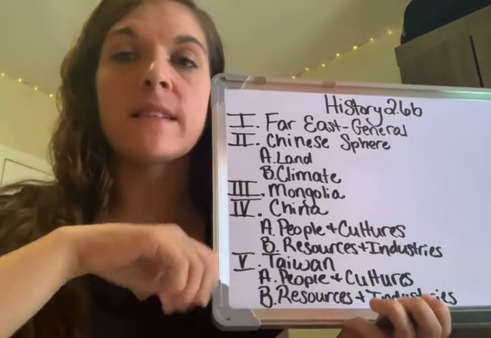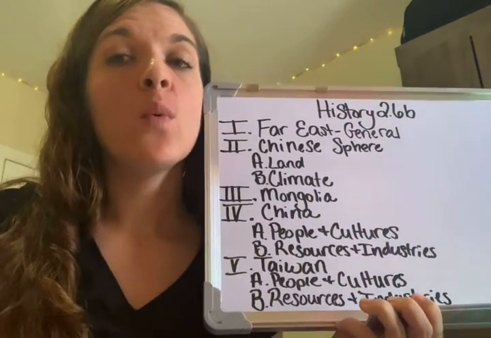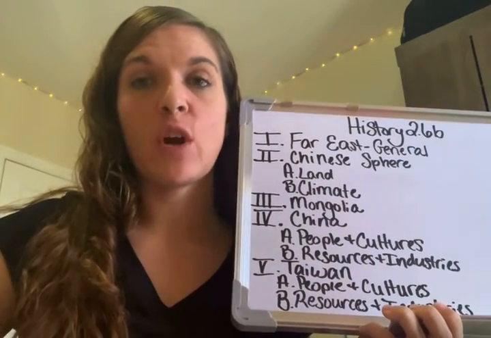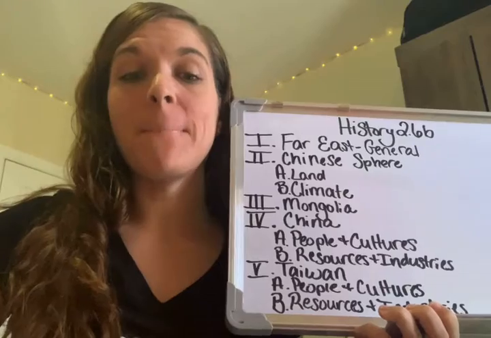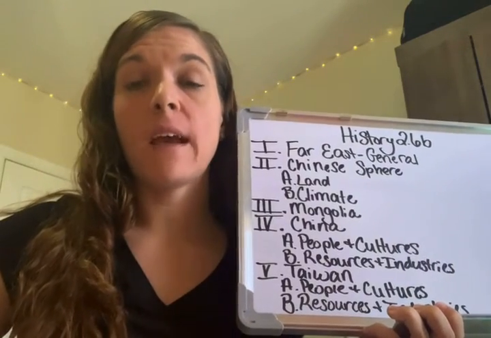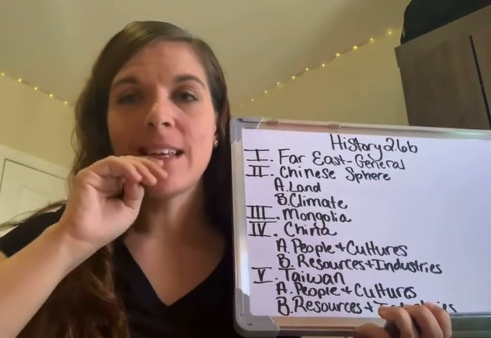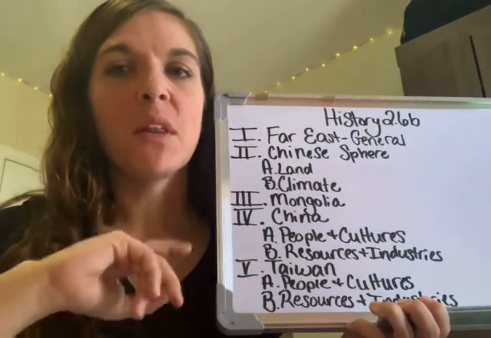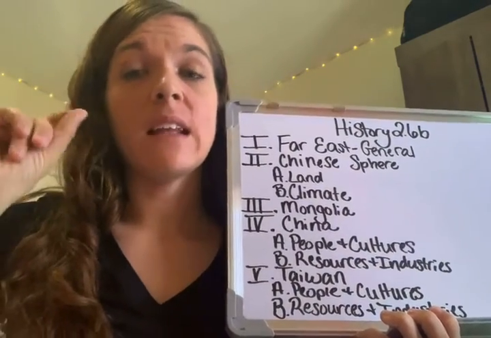History 2.6b. So 2.6a was when you were watching the video and taking notes and making the organization chart, right? 2.6b is where you're going to be taking notes on the entire section. Okay, it's only 3 countries that you're going through, so we're not going to die, right? We're only going through China, Mongolia, and Taiwan.